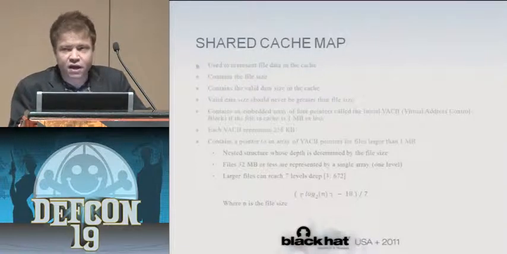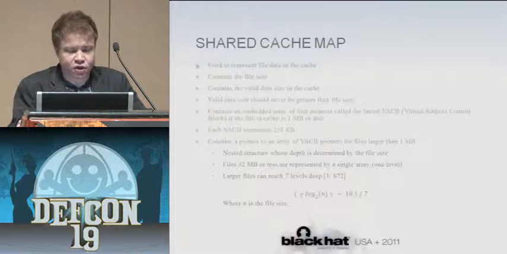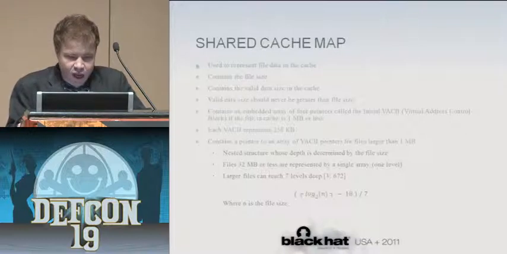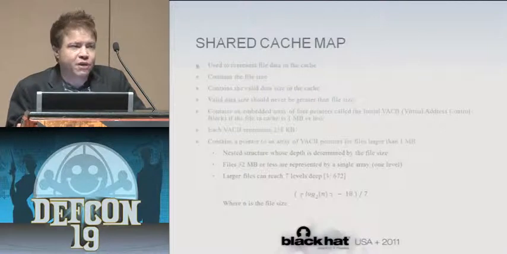If it's larger than a meg, though, we have to go to an array of pointers. So what that looks like is it's a nested structure. If it's 1 level deep, basically there's one array that points to the VACBs themselves.